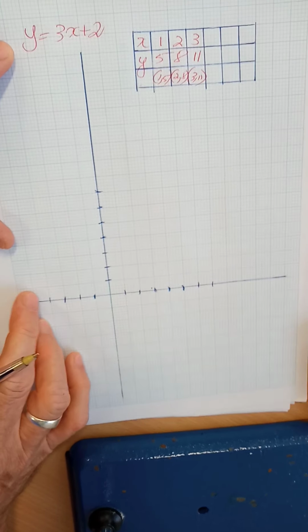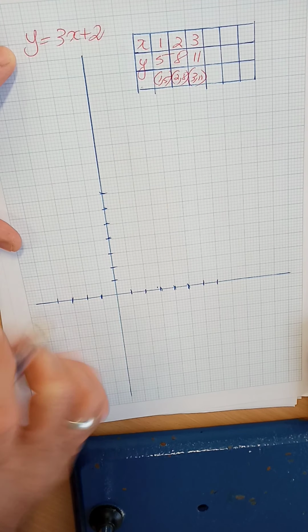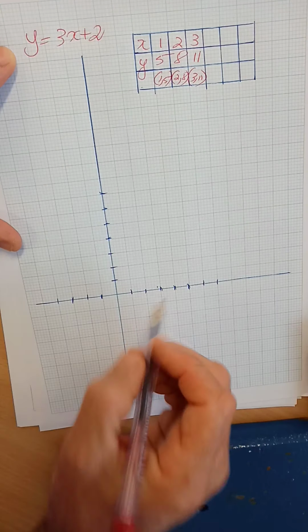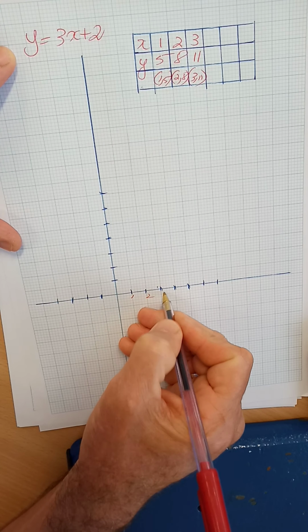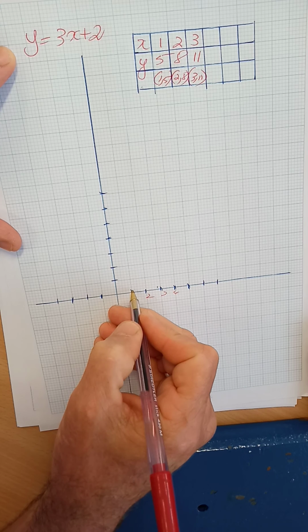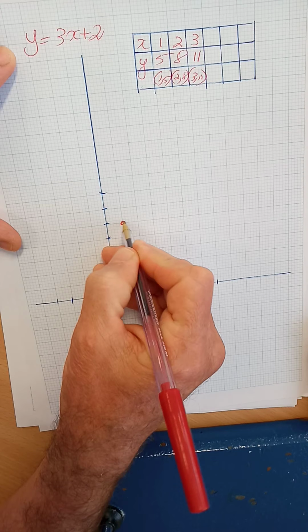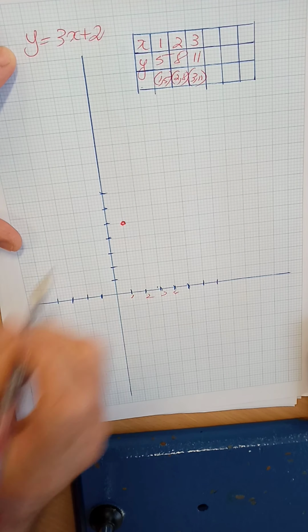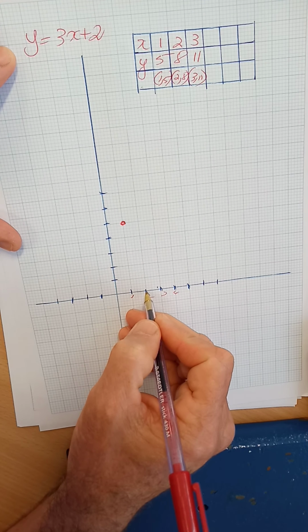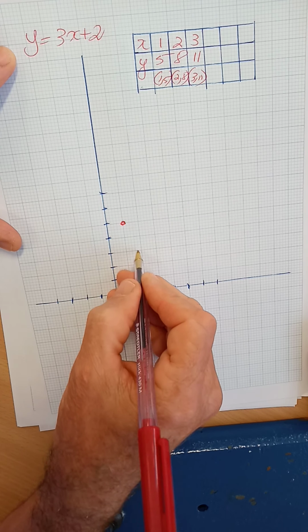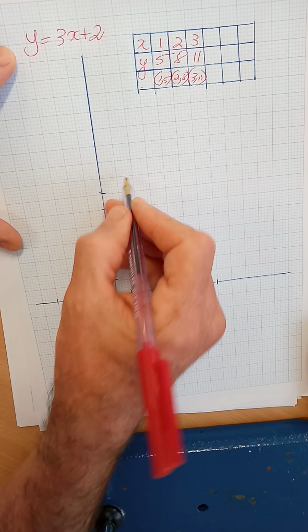And then we go ahead and plot those points. So first of all, the point (1, 5). Here's the x-axis. 1, 2, 3, 4, 5. So my first point there is the point (1, 5). The second point is the point (2, 8). There's 2, then 1, 2, 3, 4, 5, 6, 7, 8.